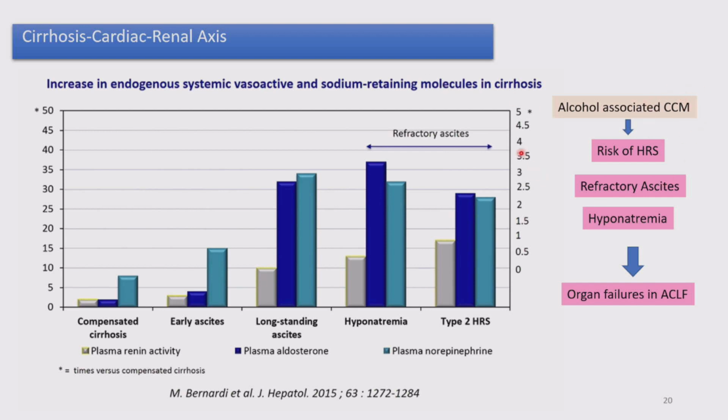Cirrhotic cardiomyopathy increases the risk of HRS, and associated reduction in cardiac output can predispose the patient to diuretic resistant or diuretic intractable ascites. It also can predispose to hyponatremia due to failure of the regulatory systems. These can precipitate or decompensate when there are organ failures and result in acute and chronic liver failure.